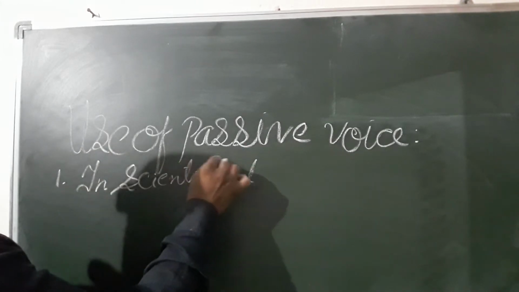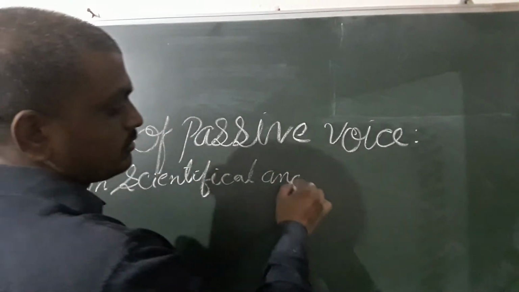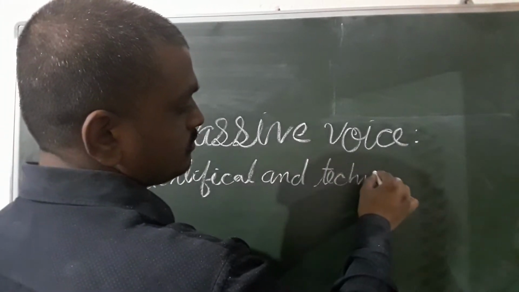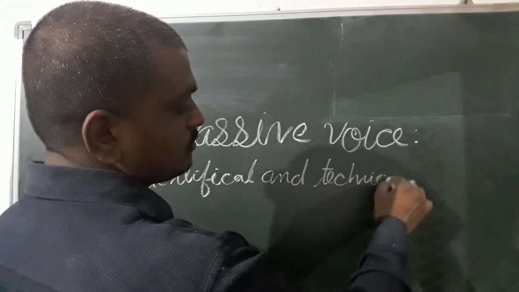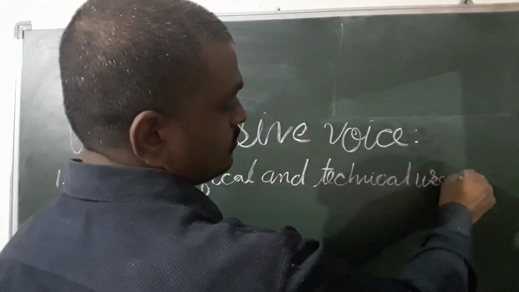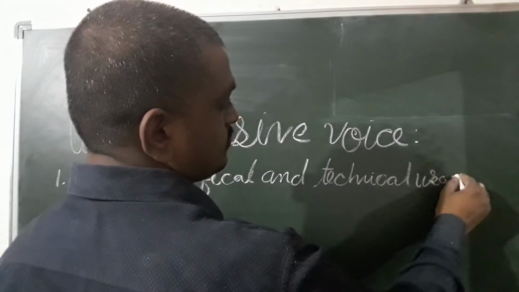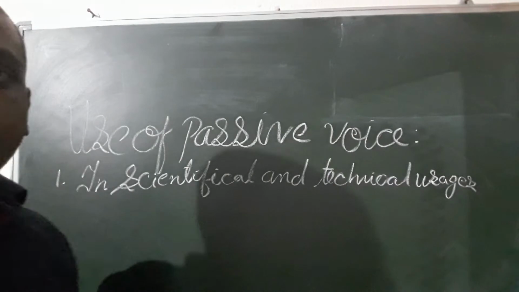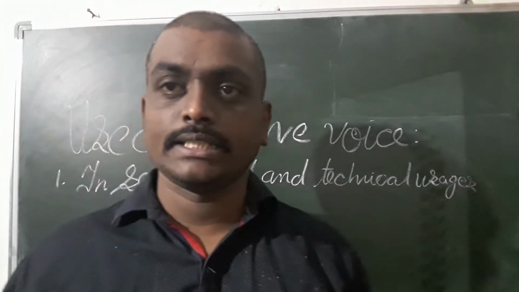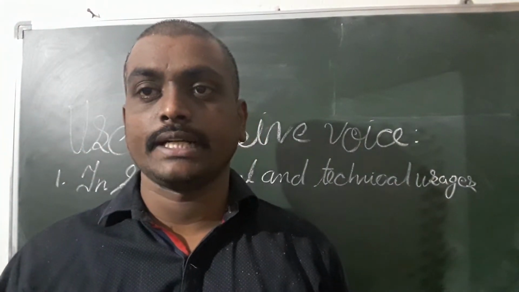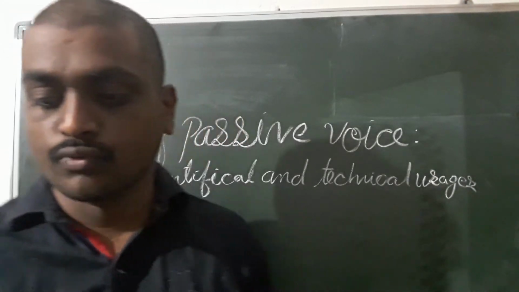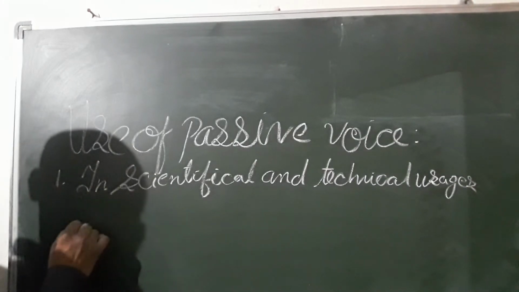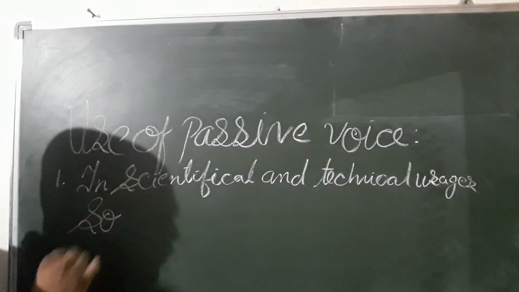Scientific and technical usages of sentences. When we depict scientific or technical sentences, that time we have to use passive voice. For example, sodium chloride is produced. Sodium chloride. One example we are going to see.